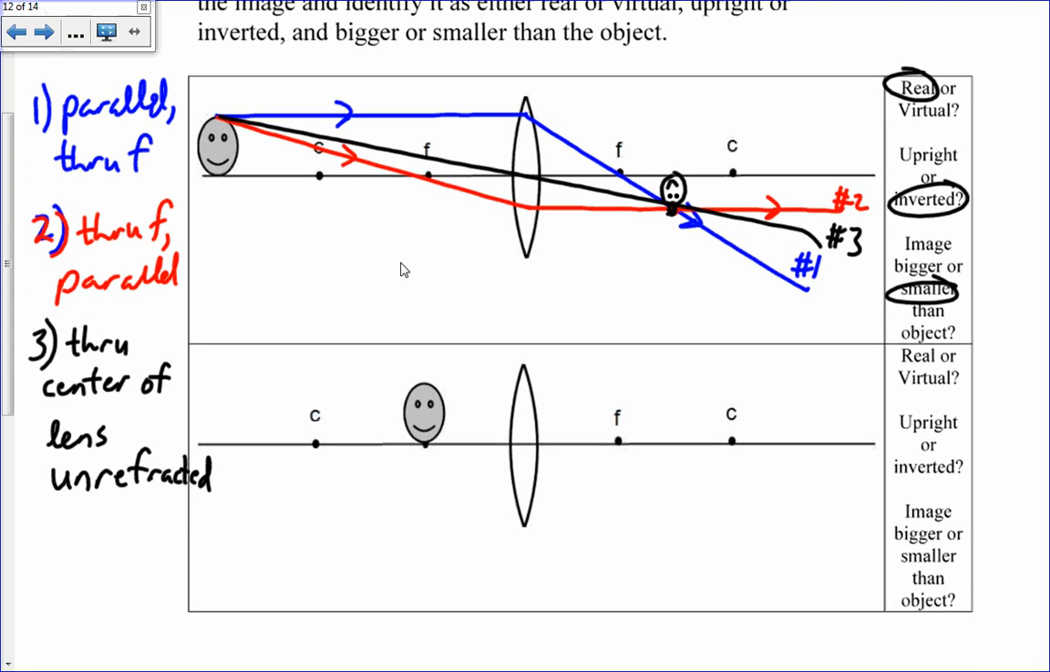Here my object's at the focal point, so you can imagine what it's going to be. Going to be no image at all. Parallel through the focal point. And then through the center of the lens. I can't draw the second one because it's at the focal point. Those two rays are parallel, so there's no image.